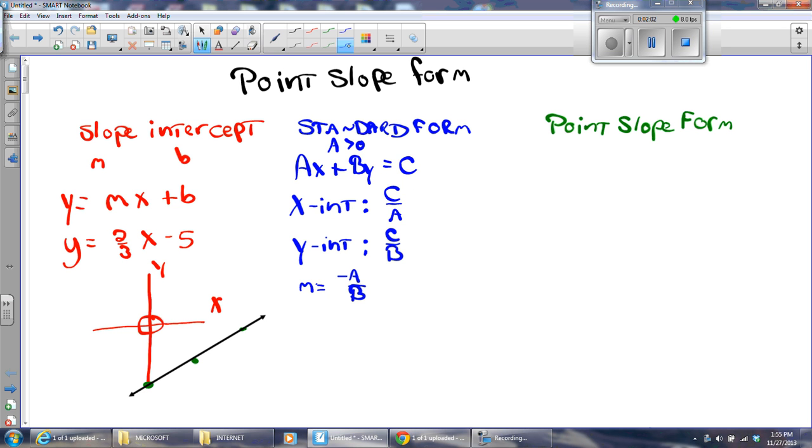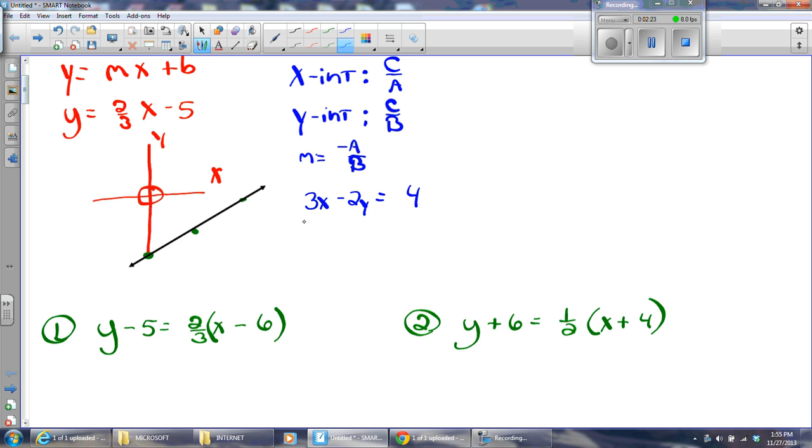Okay, now we're going to learn a new form called point-slope form. Oh, well, let me do an example of how to graph. So if I had 3x minus 2y, and maybe that equals 12. Actually, I'm going to make it smaller. Let me make it equal 4. Okay, in a situation like that, I'm going to draw the x-axis and y-axis, and I'm just doing little sketch graphs.